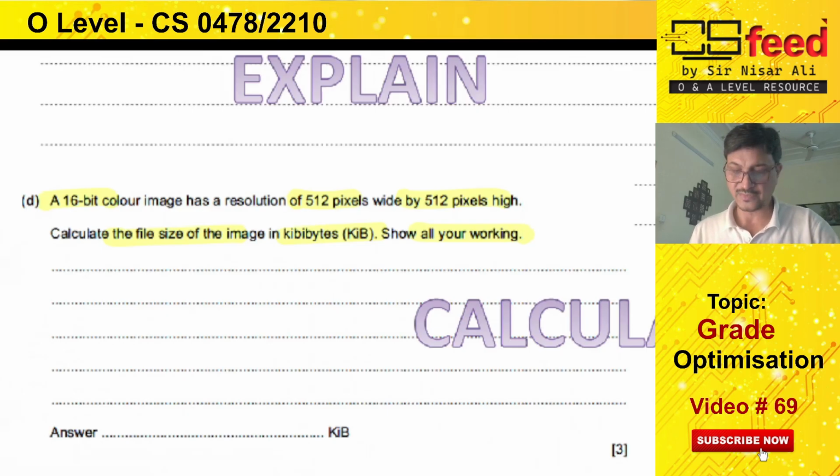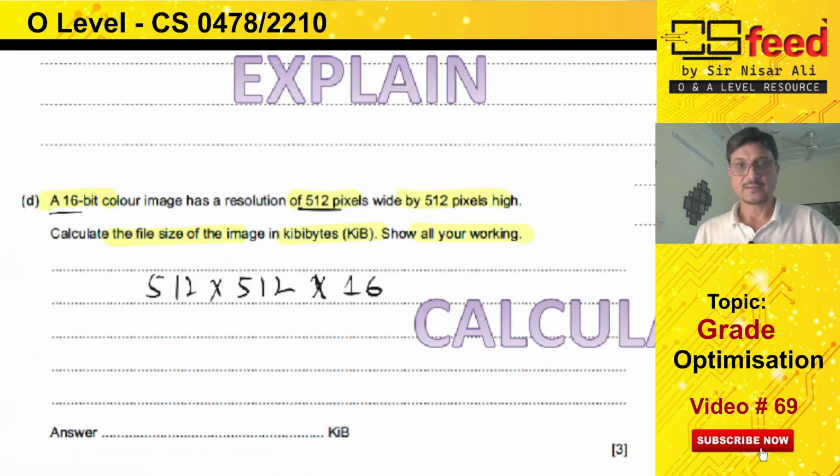Many times I've seen the students attempt these questions in a difficult way. So what method will you use for solving these questions? It is important that you first write 512 into 512 into 16. All right. And many of the students, after writing this, calculate it. That makes a very long and difficult way to solve this question. I recommend that you don't calculate it, just write it in sequence as they are written in the question. Then write the next part, that is to calculate the file size.